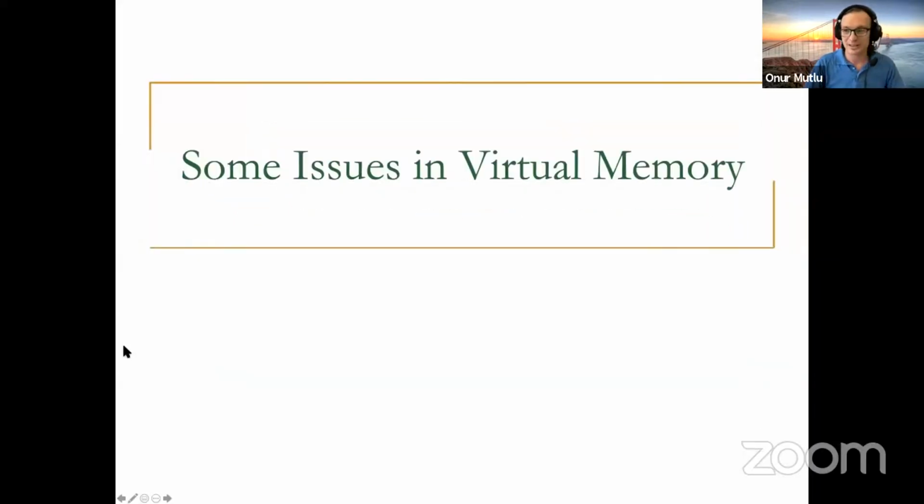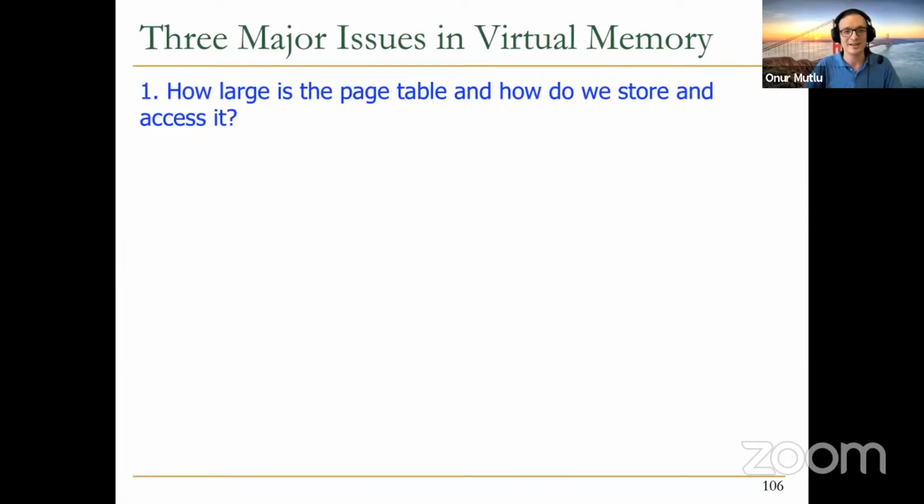Now we're going to talk a little bit more about issues in virtual memory, some of which we've already talked about. So these are some extra slides for your benefit. I'm going to go through some of them quickly. We already discussed how large the page table is and how we store and access it. I'm going to give you a little bit more example from real systems with some additional slides, but we're going to skip some of the slides.